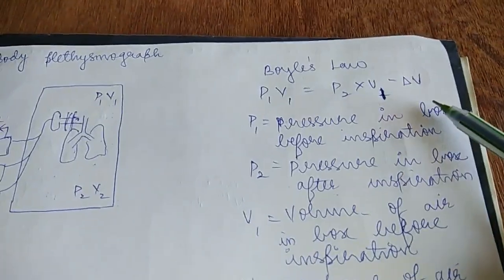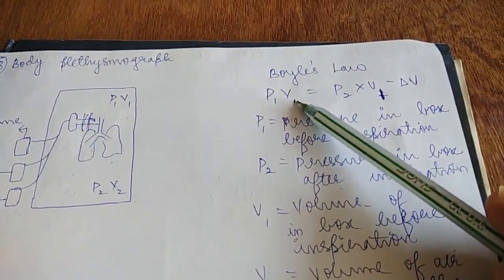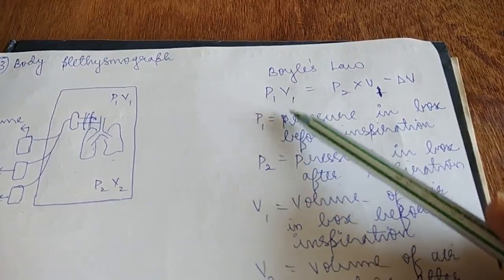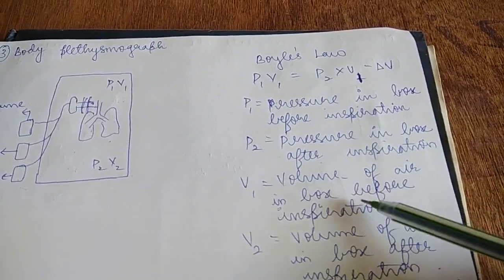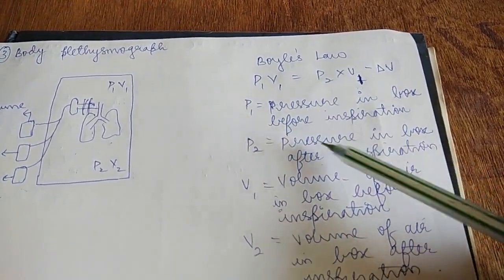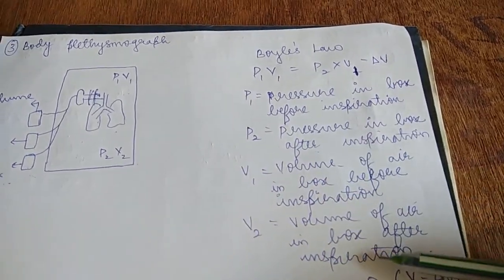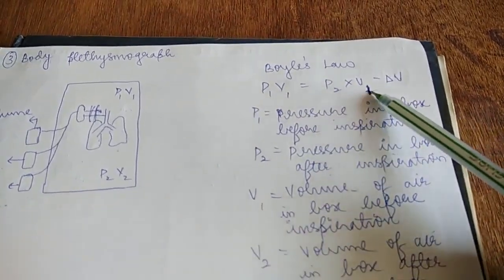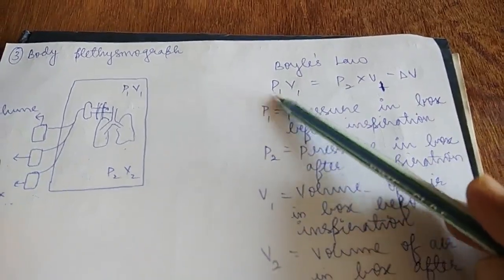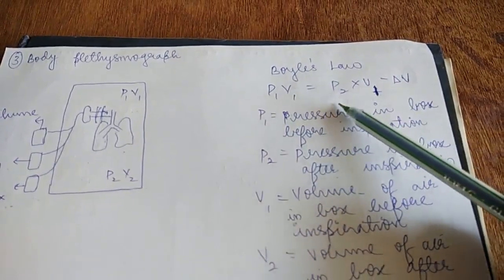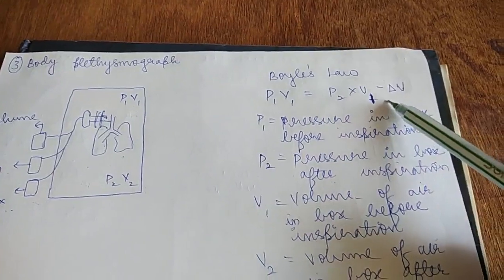So according to Boyle's law, we have P1 V1 is equal to P2 V2: the initial pressure in the box before inspiration and the initial volume of the air in the box before inspiration is equal to the pressure in the box after inspiration and the volume of the air in the box after inspiration, that is V1 minus delta V. By this method we know P1, we know V1, we come to know P2 by the pressure transducer, and we calculate the delta V.